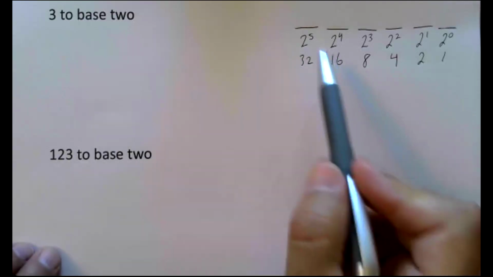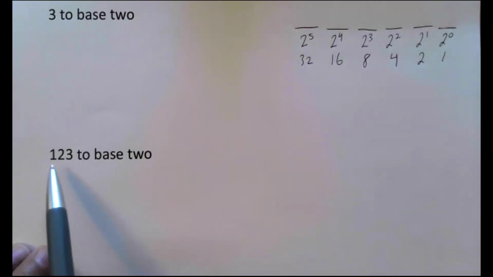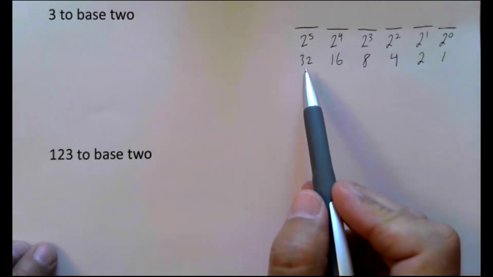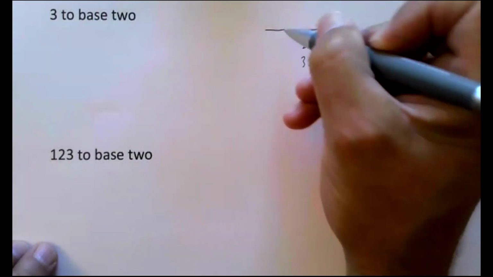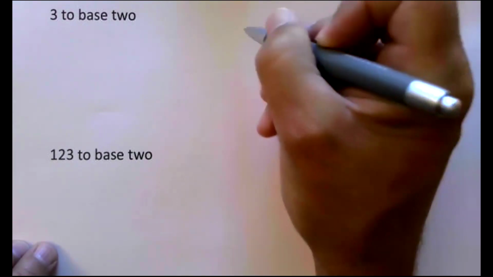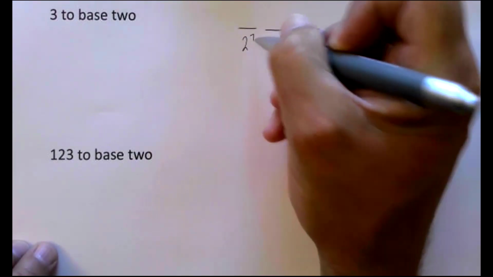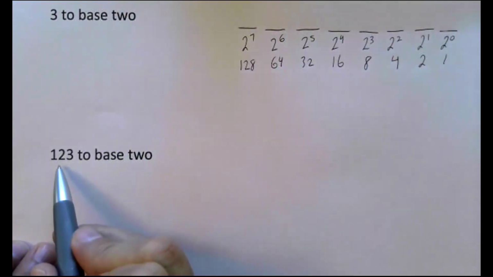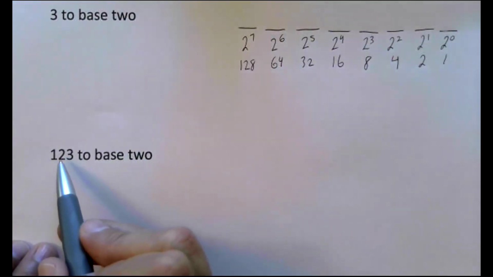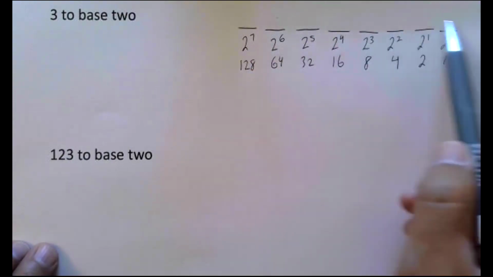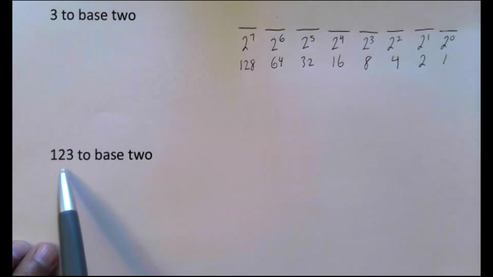Well, I know we're not going to need all these for this one, but for 123, we haven't passed 123 yet. So let me keep going a little bit. 2 to the 6th power is 64. 2 to the 7th power is 128. Finally, I passed 123. So when I do 123, I'm not going to need this place value, but I am going to need all the other ones. It's going to be a really long answer.